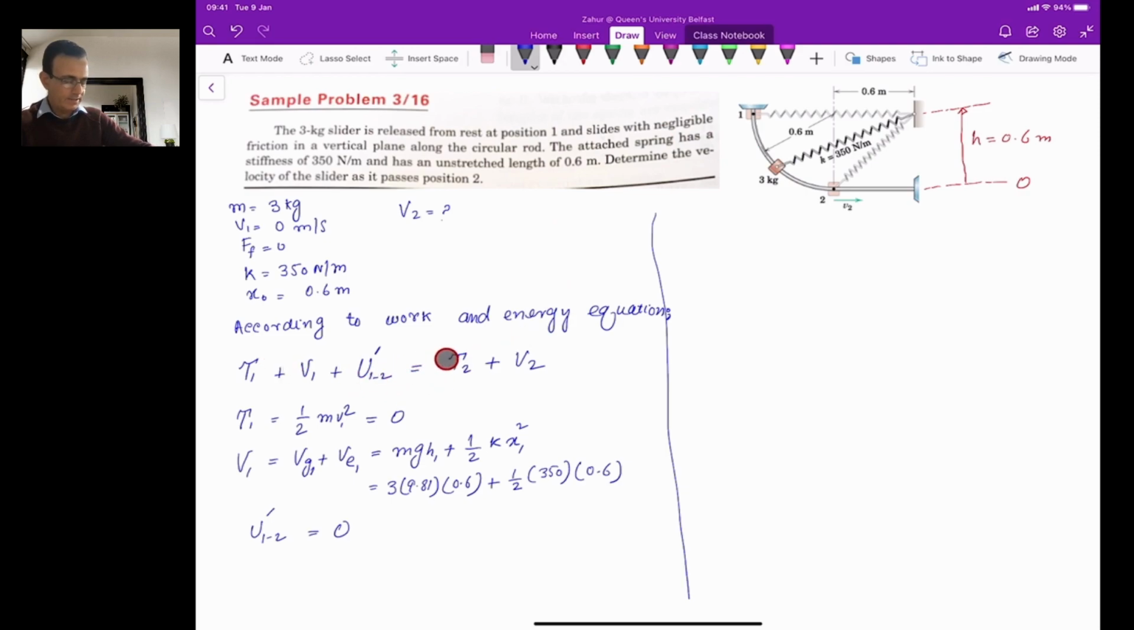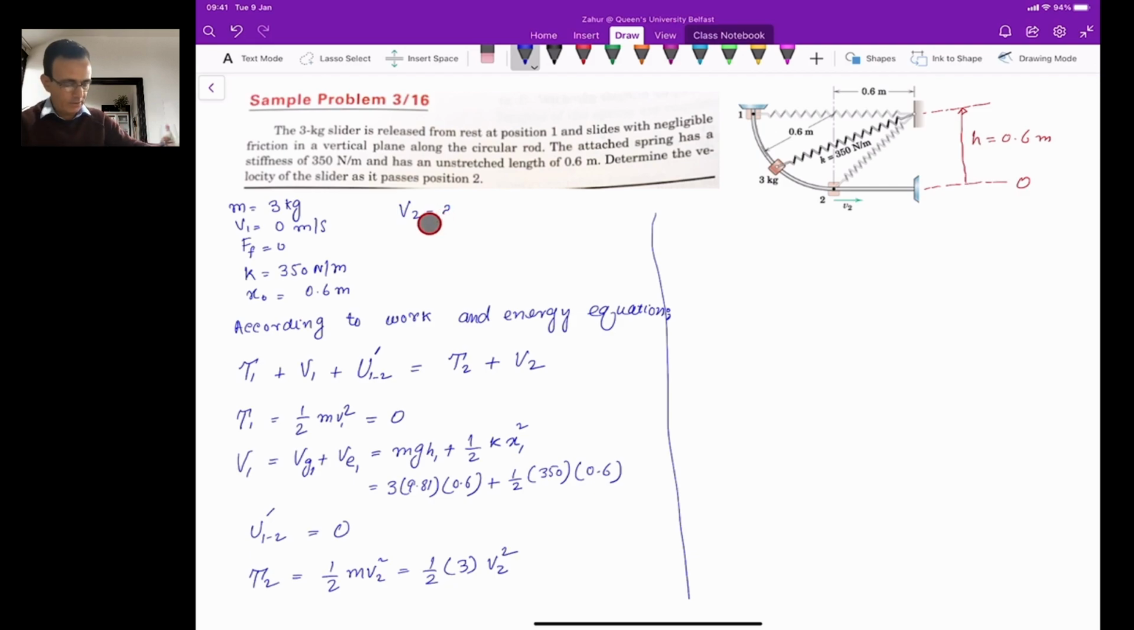And now on the right hand side, we have T2. So T2 can be calculated as the kinetic energy at this position here, which is half m v2 square, and this will be half into 3, and v2, which is the final velocity of the body that we need to calculate.